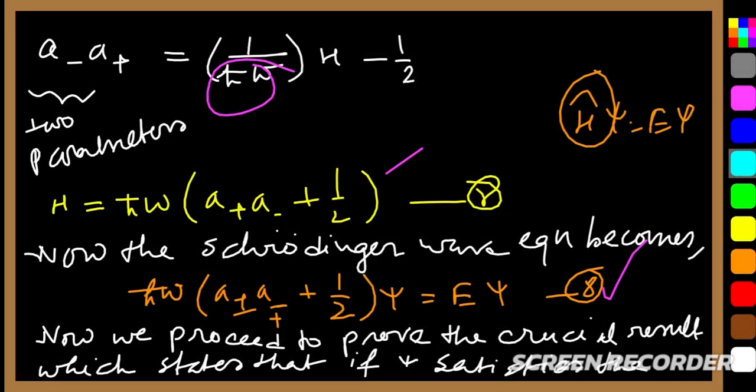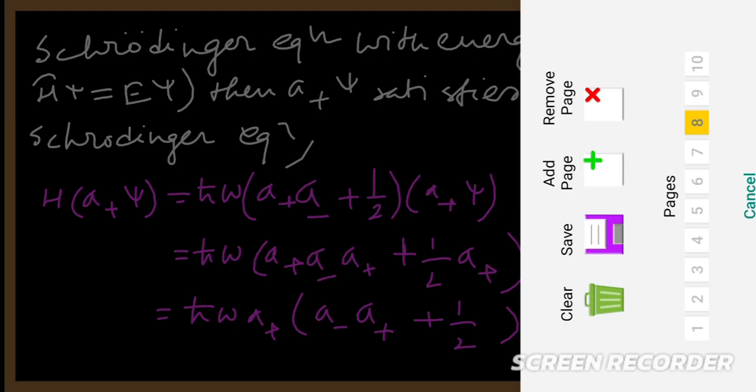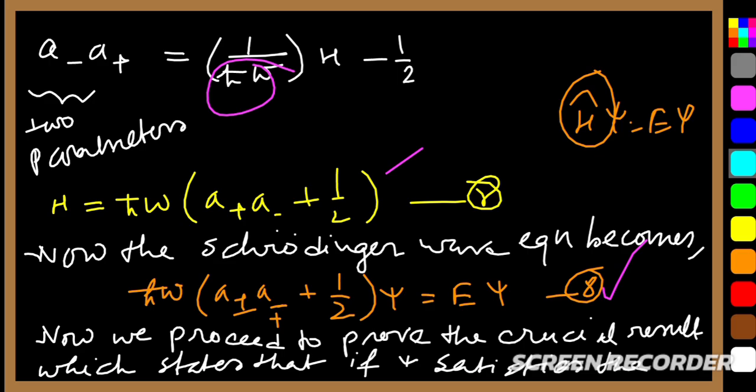Okay. So now we proceed to prove the crucial result, which states that if psi satisfies the Schrödinger equation with energy E, then a plus psi satisfies the Schrödinger equation. So if I can satisfy it with psi and E, then certainly we can satisfy it with a plus psi also. Okay, next.